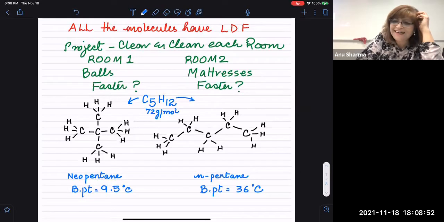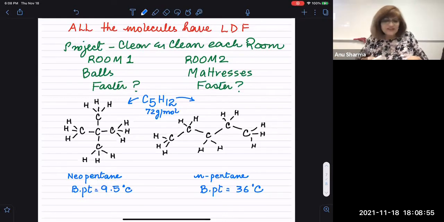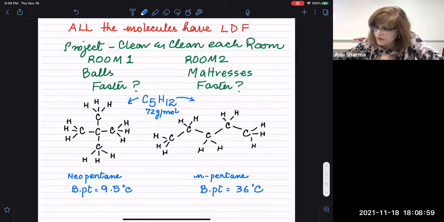Okay, so here's the thing, guys. The room full of balls will be cleared faster than the room full of mattresses. Yes, that logic is correct, that there are going to be more balls inside a room as compared to mattresses. The mattresses occupy more space, and all you need to do is remove a few mattresses, and in comparison, that can be removed faster.